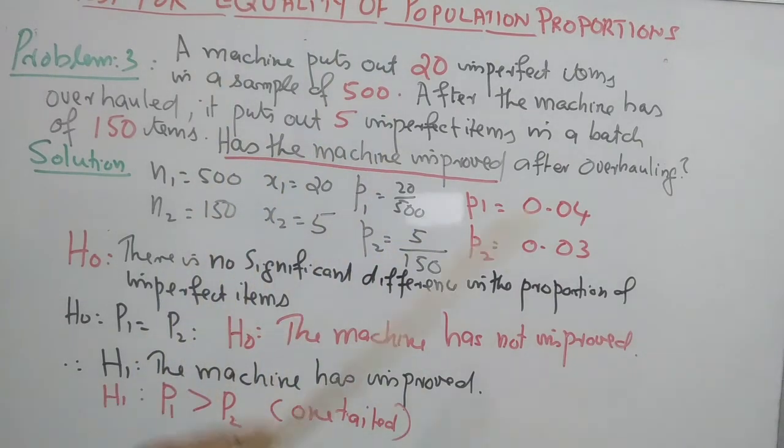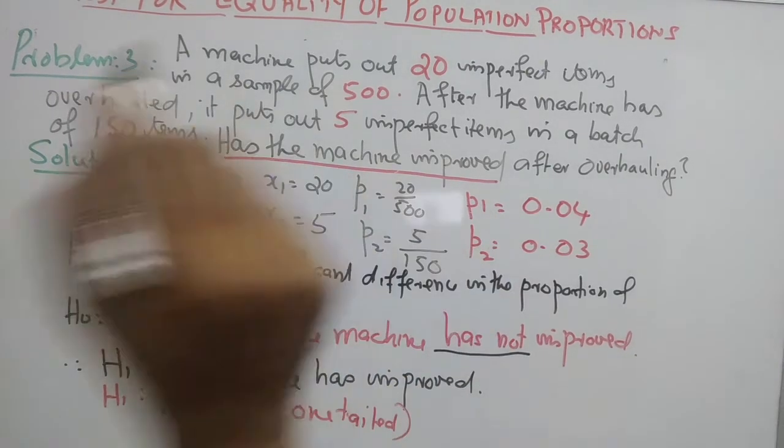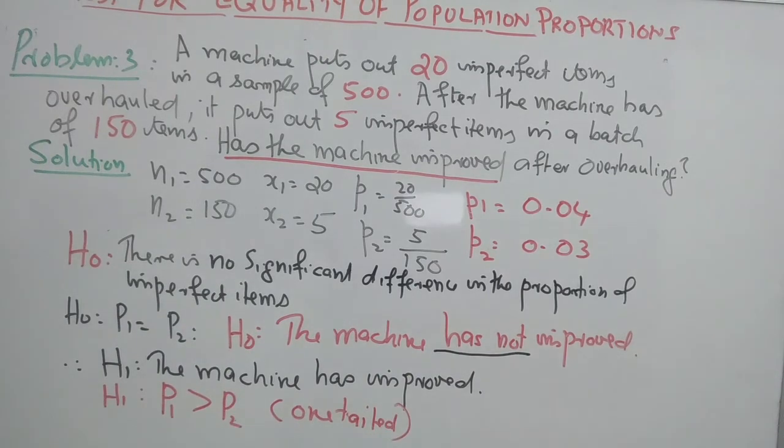Our question is, has the machine improved, not just changed? So H0: there is no significant difference in the proportion of imperfect items before and after overhauling. That is, P1 is equal to P2. Before and after, the proportion of defectives is the same. That is, the machine has not improved. There is no change in the performance.